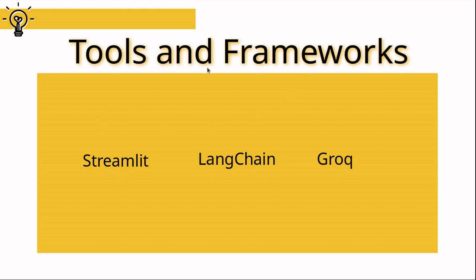So these are the tools and frameworks that we'll be using. First is Streamlit. So Streamlit basically is an open source Python library. It allows you to create beautiful interactive web applications for data analysis and machine learning projects. It also provides a simple and intuitive way to build user interfaces without having to worry about complex structures.